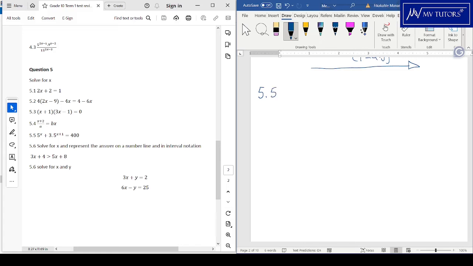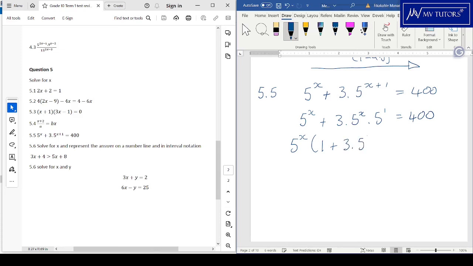5.5. This time I have 5 to the power x plus 3 times 5 to the power x plus 1 is equals to 400. Okay, what I'm going to do is separate these. This one stays as 5 to the power x plus 3 times 5 to the power x times 5 to the power 1 is equals to 400. So all I did was just expand this, break it down. And then I can now factorize. That's why we did the topic of factorizing, because I have a common factor of 5 to the power x. Now, to get 5 to the power x, I multiply it with the 1. Plus, here, I multiply it with 3 times 5 to the power 1.